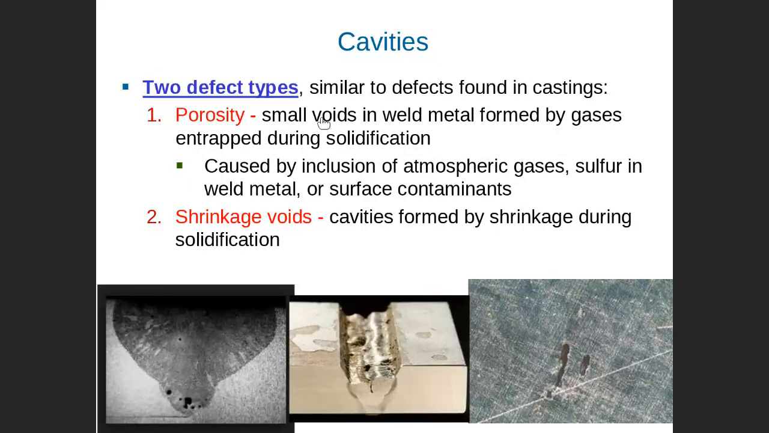So porosity is small voids in the weld metal formed because of gas trapped inside during solidification. Why? Someone will ask where the gases come from. From several ways. From flux. You remember that when we do welding, we shield either by flux or by gas.